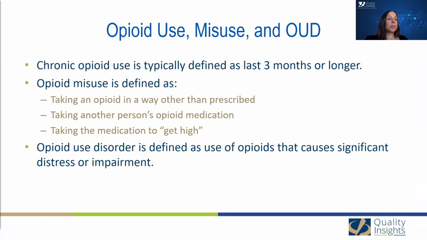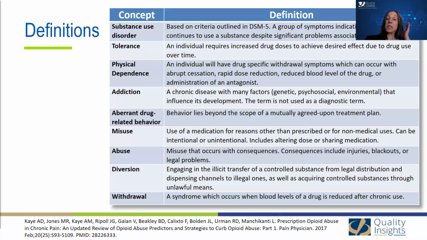And opioid use is defined as taking an opioid in a way other than is prescribed, taking another person's medication, taking the medication just to get high, not for pain relief. And opioid use disorder is defined as use of opioids that cause significant distress or impairment. So if you're seeing this in a resident in your facility, you really have to bring it to the attention of the physicians. They can do a screening, or you can do a screening in order to get the resident the best care. Just some definitions.